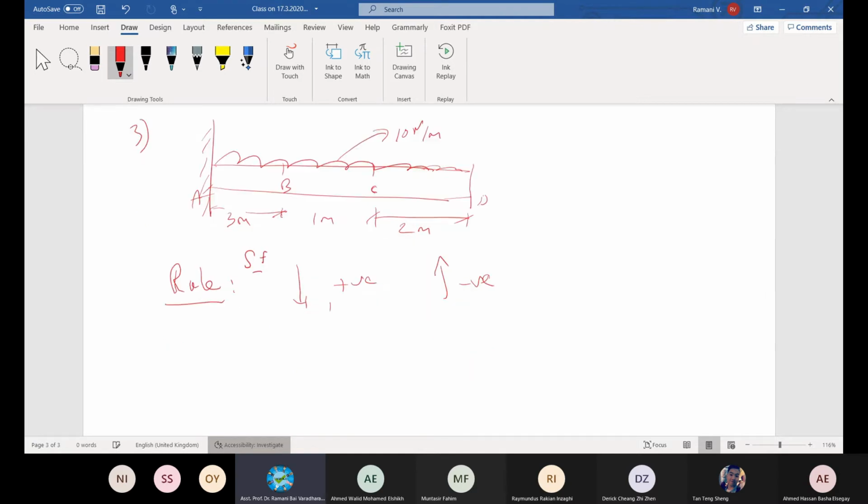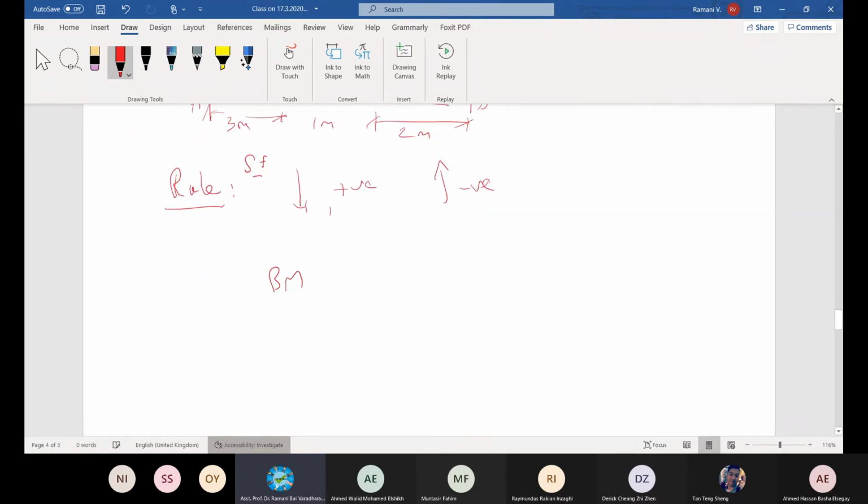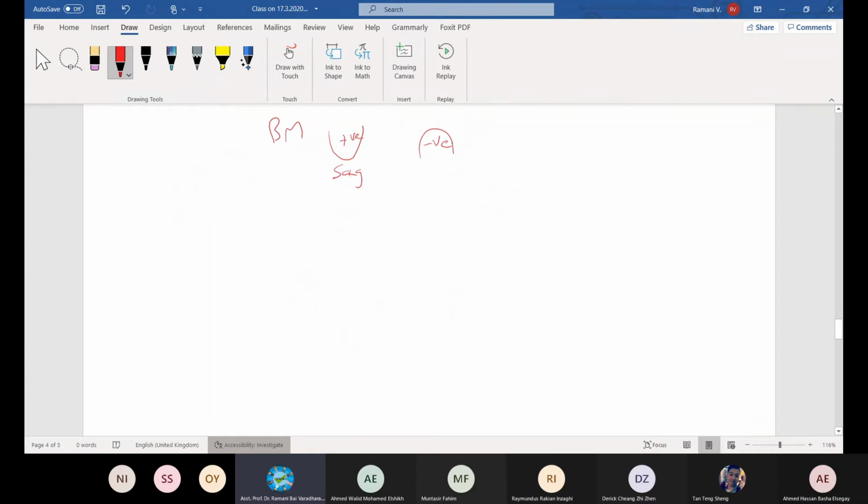Upward is negative. In bending moment, if it is one type of load and one type of support, you can say which is hogging or sagging. But if it is a combination of many, the net result may be hogging or sagging. For now, understand that in bending moment, sagging is positive and hogging is negative. Then go with the shear force calculation.